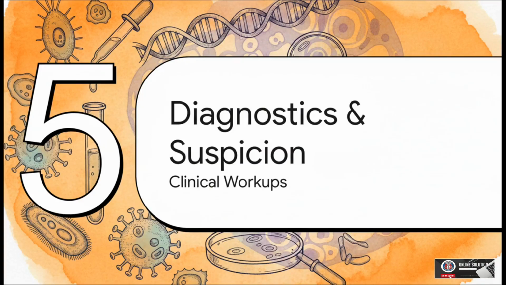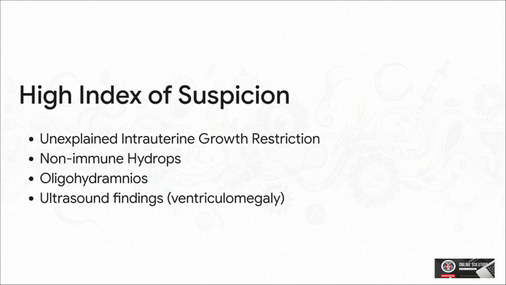And finally, Section 5, diagnostics and suspicion. Let's talk clinical workups. This brings us to the real climax of our explainer. We've talked about all the mechanisms and the buzzwords, sure, but how do you actually diagnose these threats when you're face-to-face with a patient? The tricky thing about TORCH infections is that routine screening isn't always recommended. For instance, we don't just routinely screen everyone for CMV. Because of that, specific clinical and ultrasound findings have to be your trigger for action.